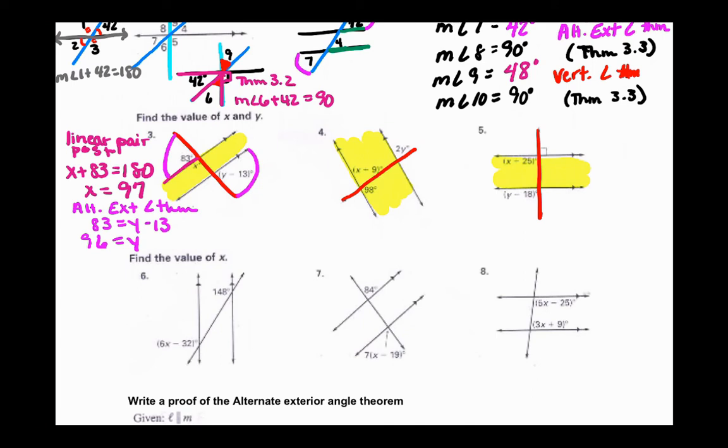In problem 4, our value of x and the 98 combine to make our first of the parallel lines. So once again, we're going to use the linear pair postulate. So the x plus 9 plus the 98 will have to equal 180. So x plus 107 will be 180, and our x is going to be 73.